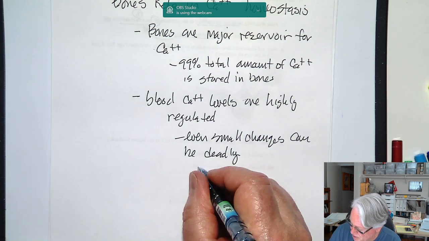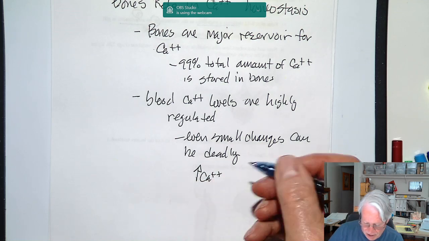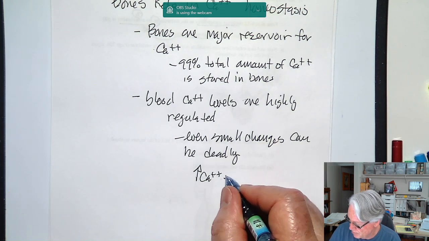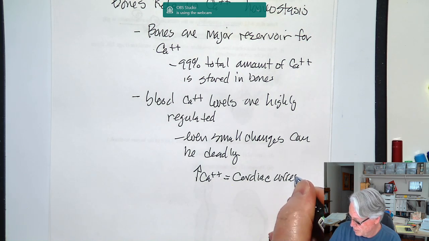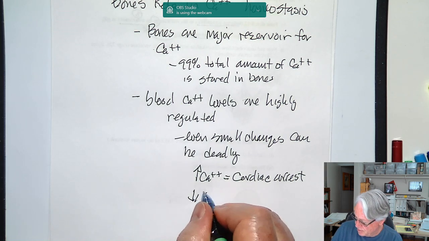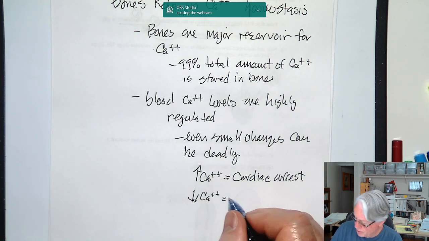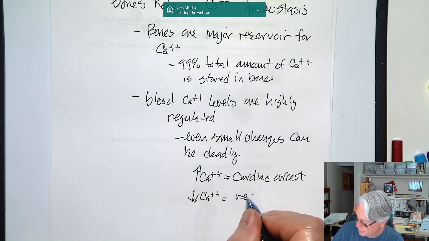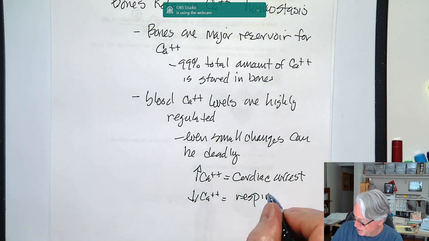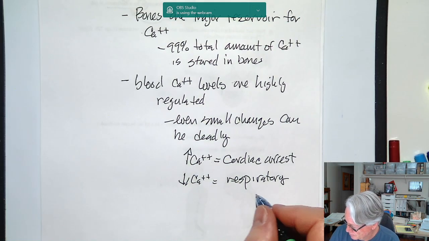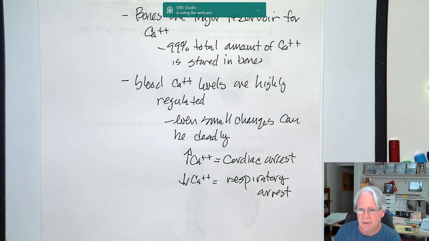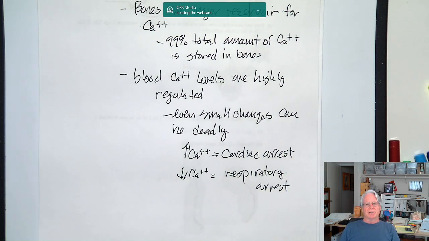So, for example, if you have too much calcium, you can go into cardiac arrest. If you have too little calcium, you can go into respiratory arrest. Both of these things are not good. You'll learn about that in 40B. Both of those do not have good outcomes. So calcium is very important, and you have a lot of it in the bones.